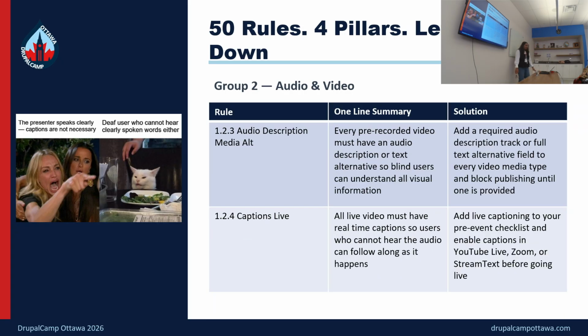Moving on to the next one, that is 1.2.3, audio description or media alternative. Every pre-recorded video must have an audio description or text alternative, so that blind people can understand all the visual information. Simple solution again: add a required audio description track or full text alternative to every video type entity, and block publishing until one is added to the site.